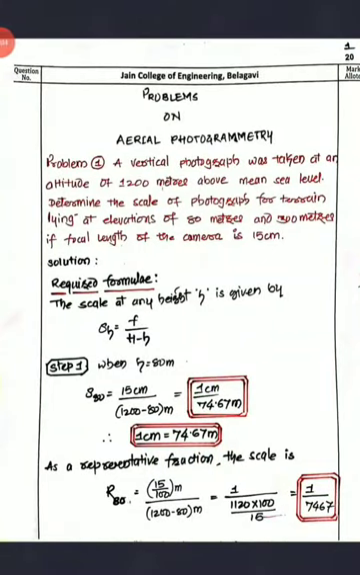Today we are going to solve a few problems on aerial photogrammetry. Problem number 1. A vertical photograph was taken at an altitude of 1200 meters above mean sea level. Determine the scale of the photograph for a terrain lying at an elevation of 80 meters and 300 meters if the focal length of the camera is 15 centimeter.